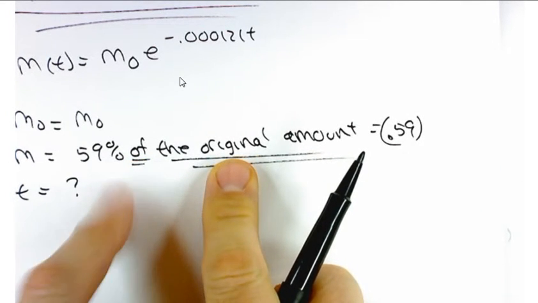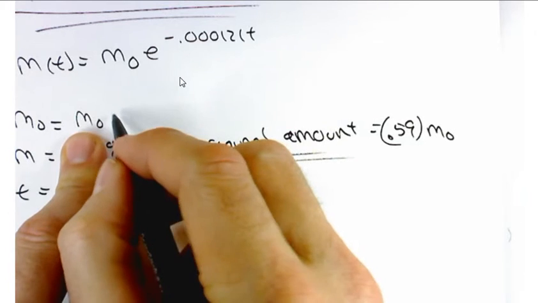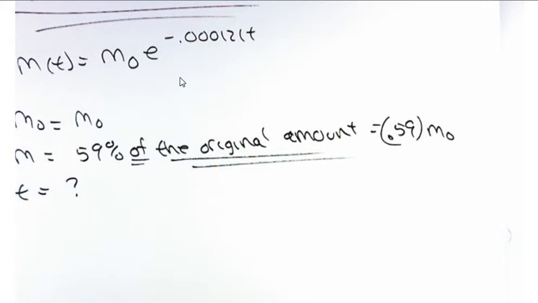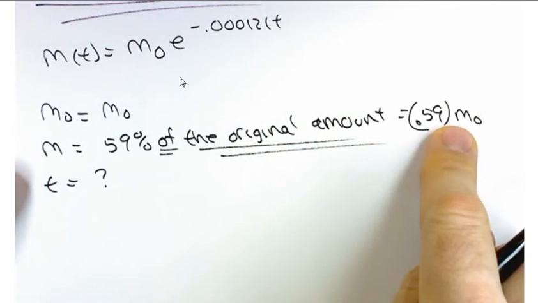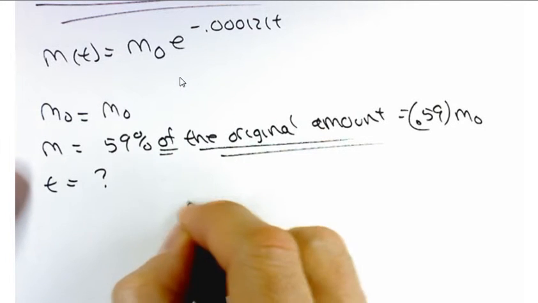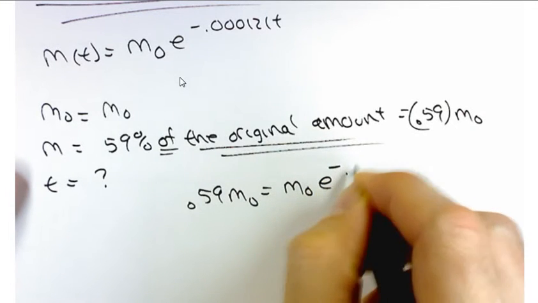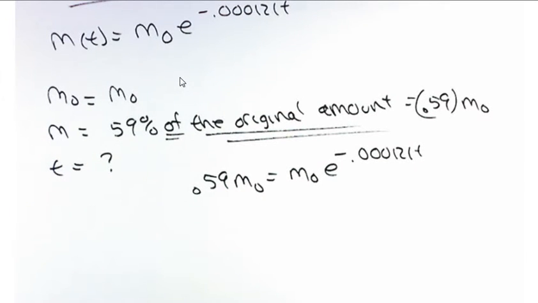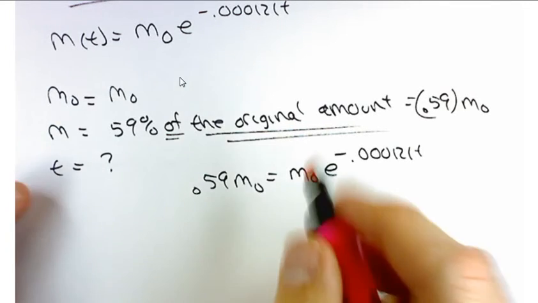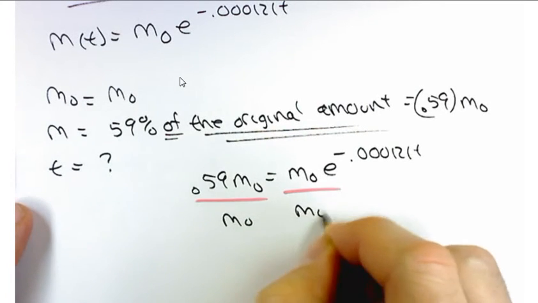So how does that help me out? Well, here it goes. That's going to be in for m. So I'll get 0.59 m sub 0 equals m sub 0 e to the negative 0.000121 t. Exactly. So if your head is spinning at this point, you're going, oh, I don't get this. How are we going to solve? Well, you can divide both sides by m sub 0. And you get 0.59 equals e to the negative 0.000121 t.